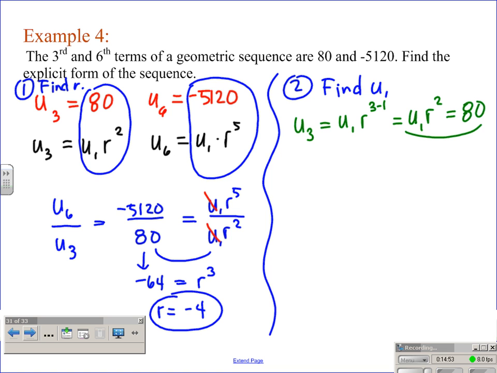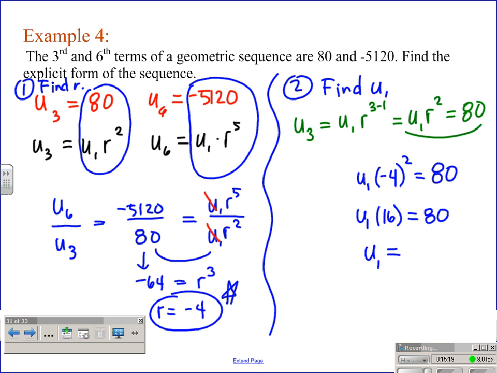Okay, so using this right here and what I know from r, then I can find what I'm looking for. So I'm looking for my first term. I know already from here that r is -4, so I'm going to plug -4 in. Squared is equal to 80. And then I get, and that means that my first term is going to be 5. Okay, so I have those two now.